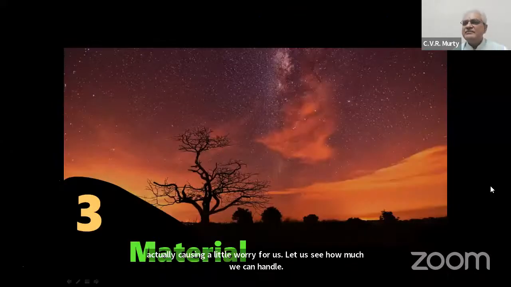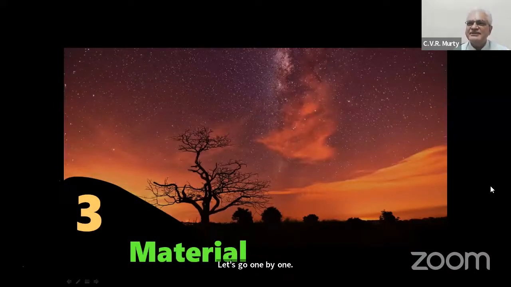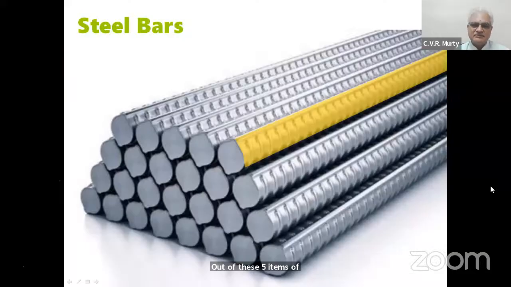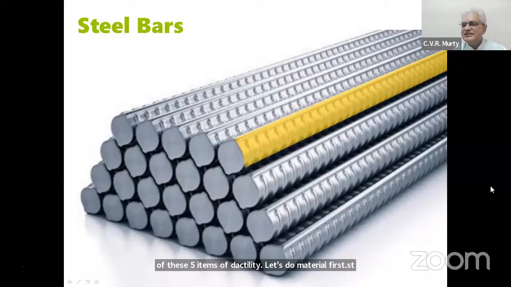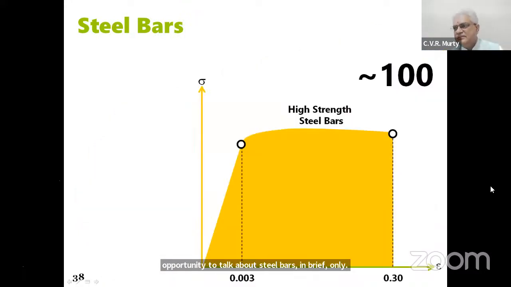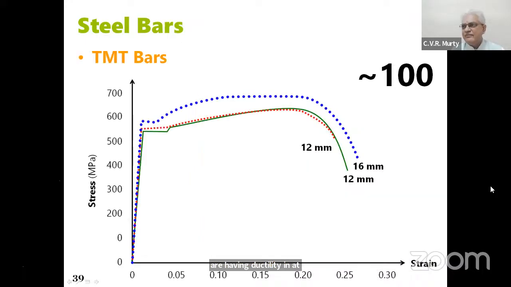Let's go one by one out of these 5 items of ductility. Let's do material first. So today's discussion is steel, and even though I'll talk about structural steel, I'll take advantage of the opportunity to talk about steel bars in brief only. Steel bars as a material, the newer materials are seeing very good initial yield strain, and they also have a reasonable rupture strain. So we are having a ductility at a material level of about 100.